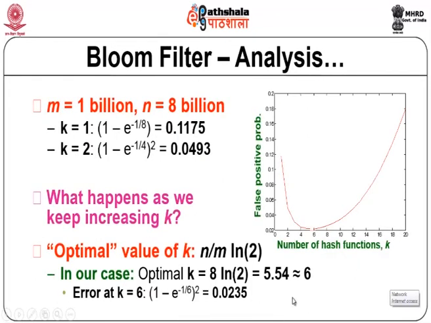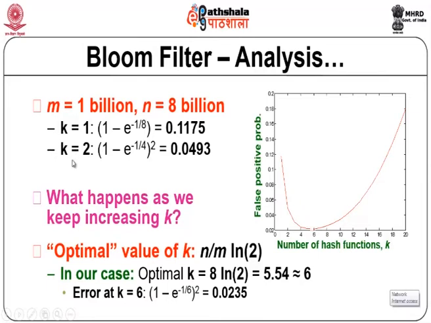Suppose m is 1 billion and n is 8 billion. Then what will be the overall probability? If k is equal to 1, the overall value is 0.1175, and if k is equal to 2, the overall probability will be 0.0493.